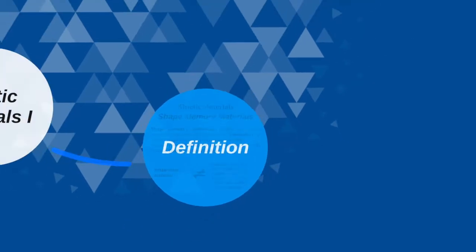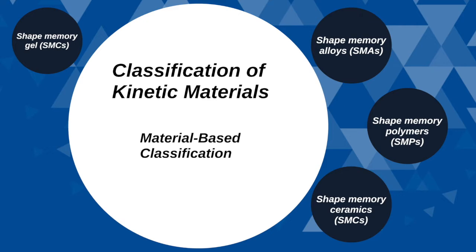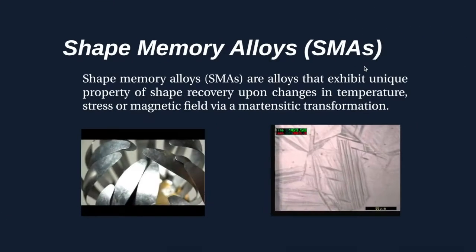So the next is classifications. We have alloy, polymer, ceramics, and gel here. I think there's actually more, but I will restrict our classification to these four. So first is material based classification. So let's go for shape memory alloy.